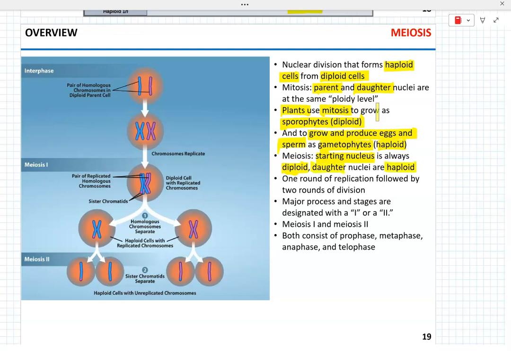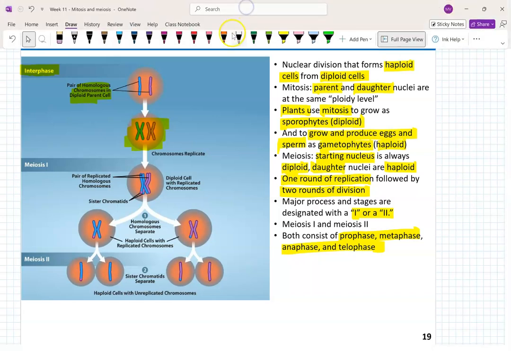Now, meiosis is the process in which the starting nucleus is always diploid, while the daughter nuclei are haploid. Basically, you replicate DNA once, one round of replication, and this is followed by 2 rounds of nuclear division. The major processes are designated as meiosis 1 and meiosis 2, and both of them consist of prophase, metaphase, anaphase, and telophase. Here you can see that during interphase, the homologous chromosomes in the diploid cell are replicated, forming 2 chromosomes which consist of 2 sister chromatids.